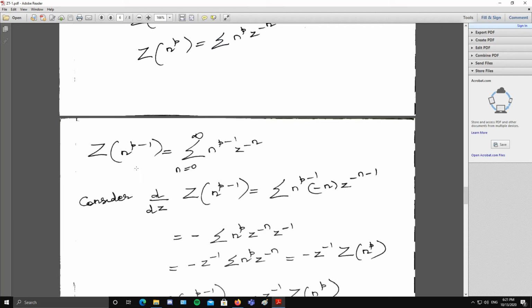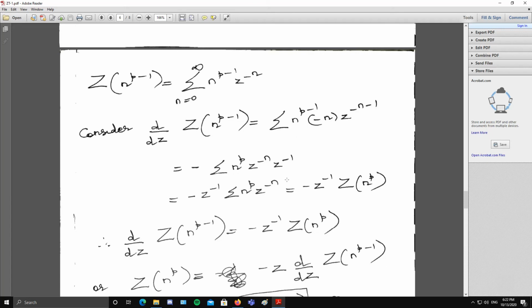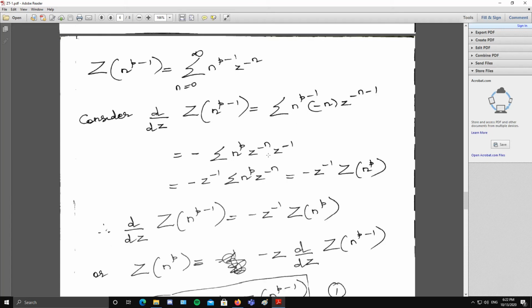So I am differentiating both sides with respect to z. So d by dz of Z of n power p minus 1. On the right side, if you differentiate with respect to z, the derivative of z power minus n is minus n z power minus n minus 1. So take minus out. N power p minus 1 into n is n power p, and z power minus n into z inverse. So minus z inverse summation n power p z power minus n. So this summation is the same as the transform of n power p.